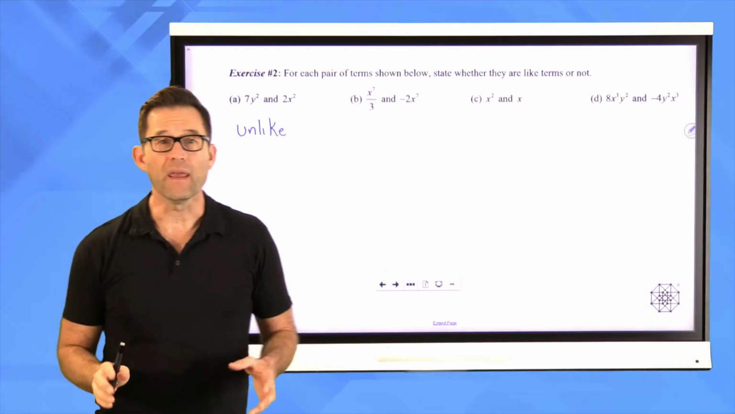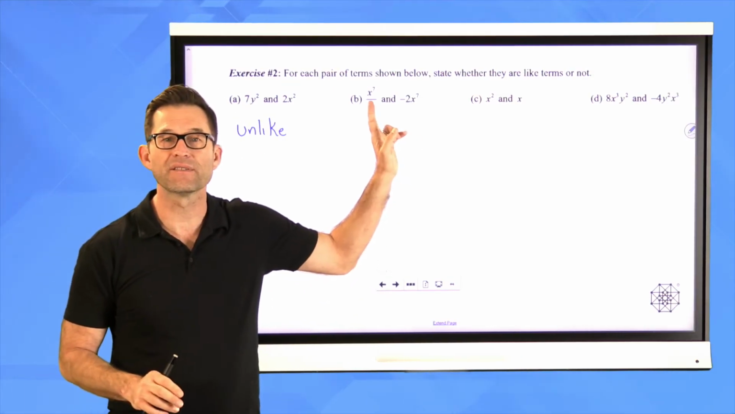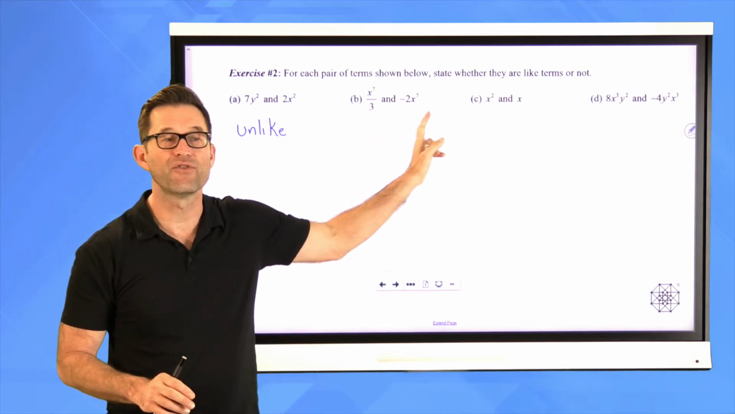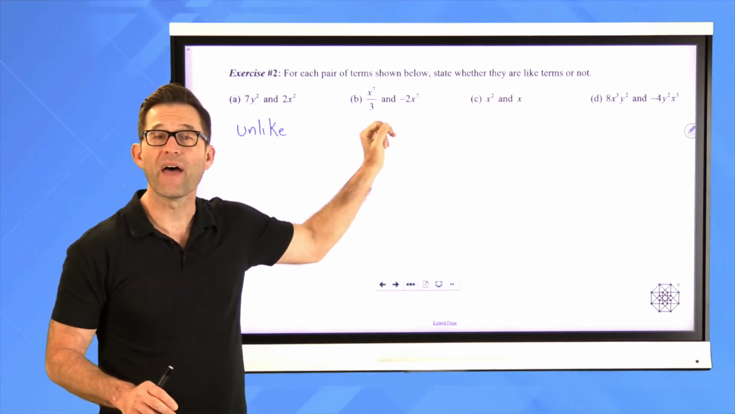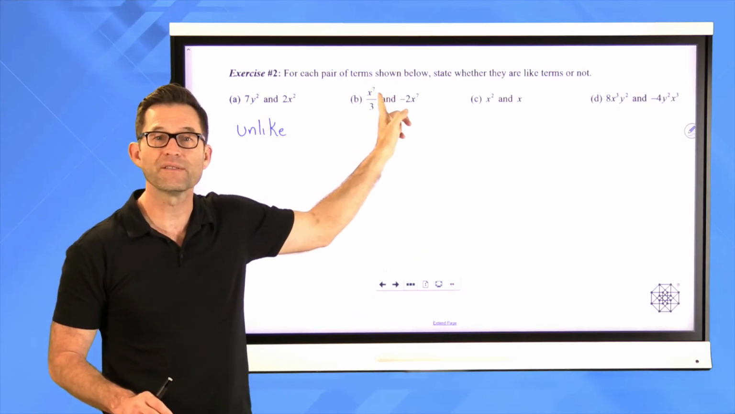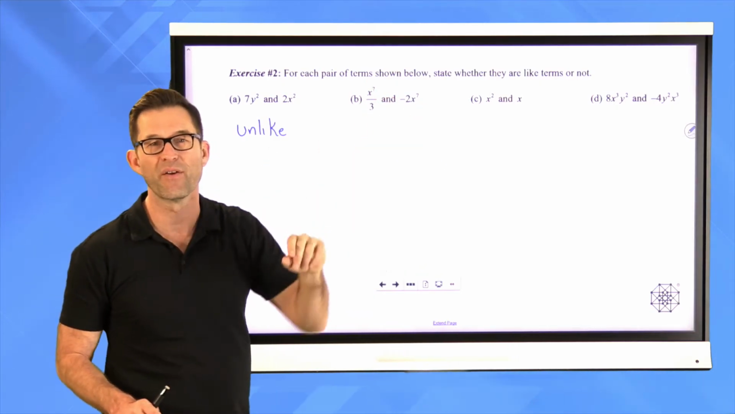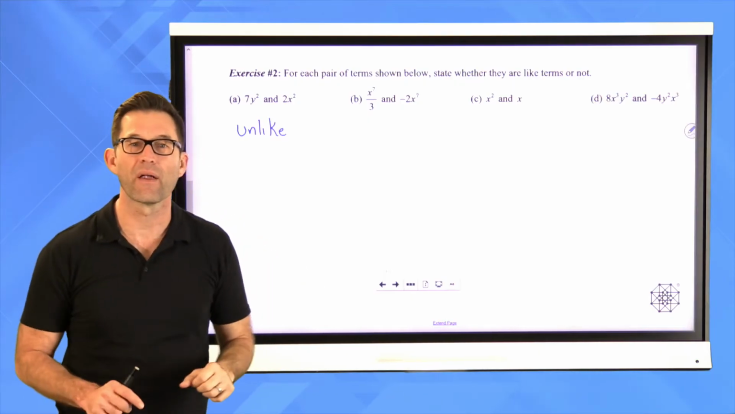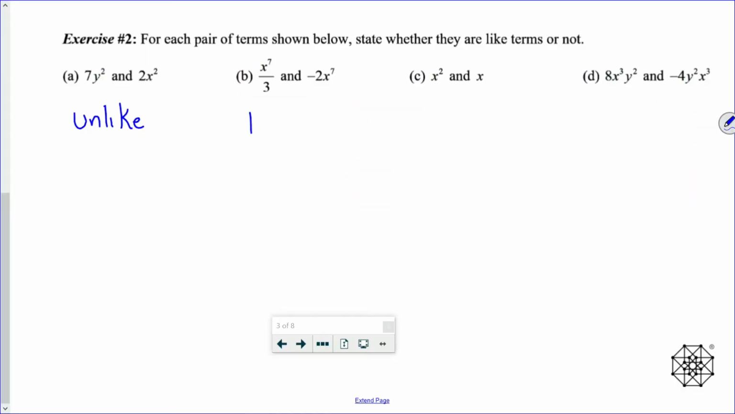In letter B, on the other hand, we have x to the 7th divided by 3 and negative 2x to the 7th. In that case, we have the same variables, x and x, and they're being raised to the same power, to the 7th and the 7th. I know that's pretty small on your screen when we're zoomed out like that, but these are like terms. Again, it's all about looking at the variables and whether they are the same variable raised to the same power.